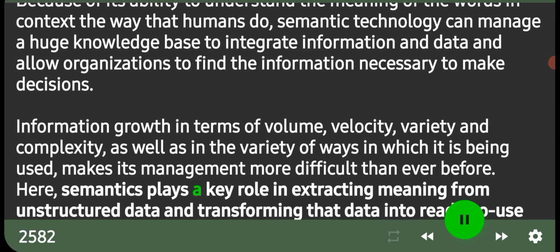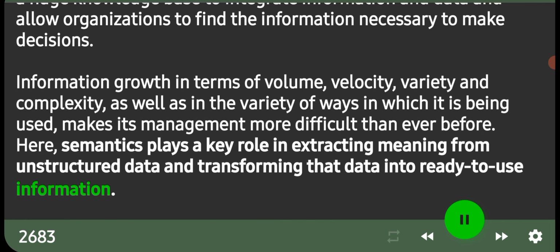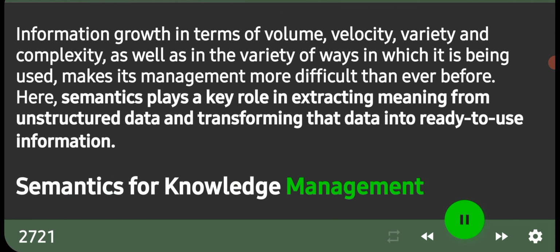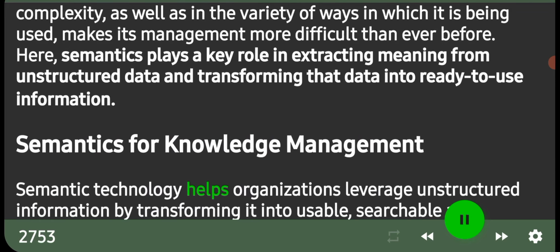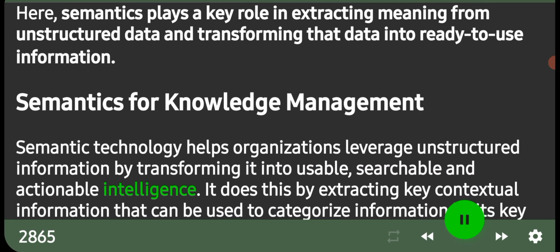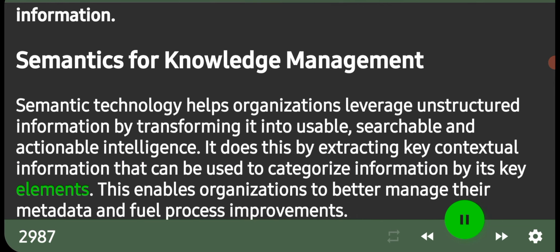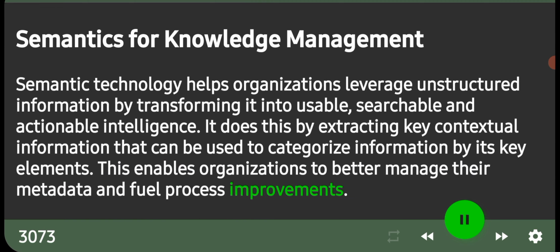Here, semantics plays a key role in extracting meaning from unstructured data and transforming that data into ready-to-use information. Semantics for knowledge management. Semantic technology helps organizations leverage unstructured information by transforming it into usable, searchable, and actionable intelligence. It does this by extracting key contextual information that can be used to categorize information by its key elements. This enables organizations to better manage their metadata and fuel process improvements.